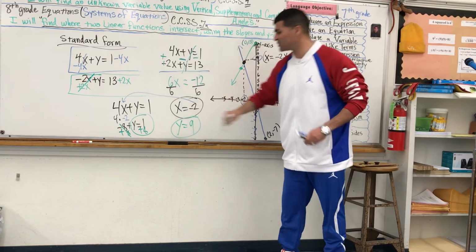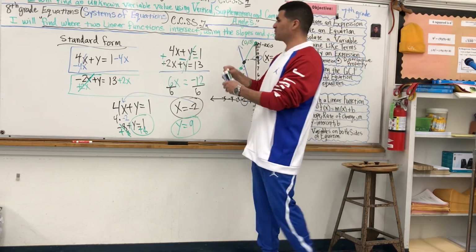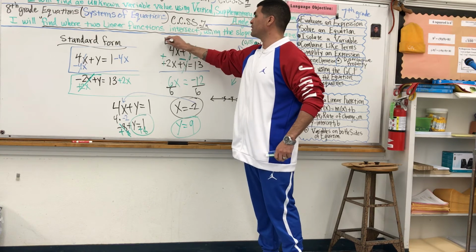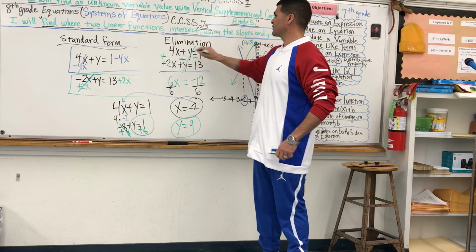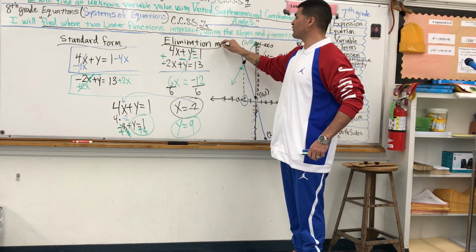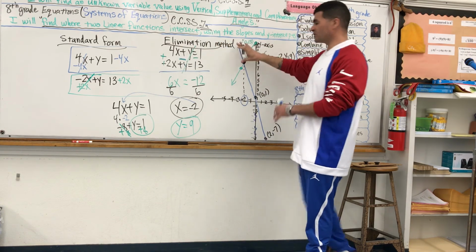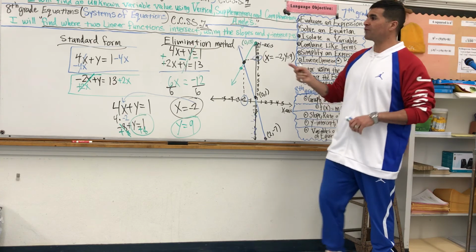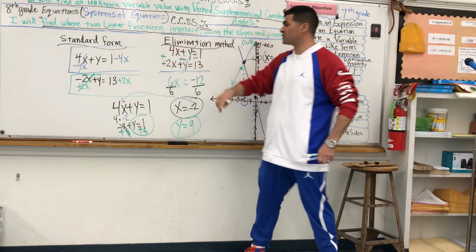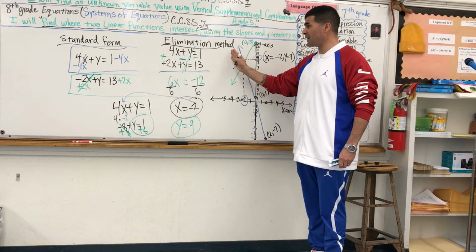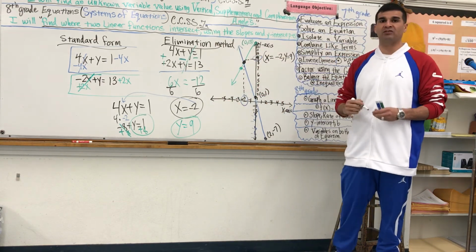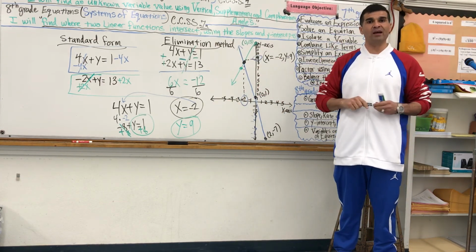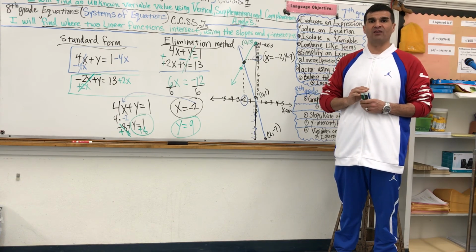This elimination method, and just so I spell it for you guys, it's called the elimination method. It works very fast, and there's no more graphing involved. If you use the standard form equation, and if you go ahead and use the elimination method, you find out where the 2 points intersect very quickly just by eliminating one of the variables.